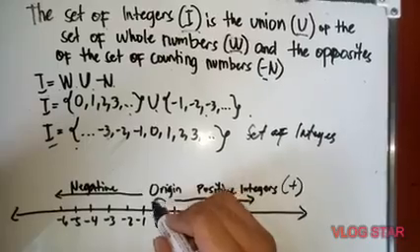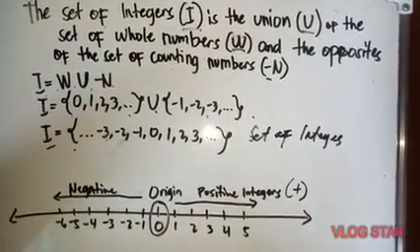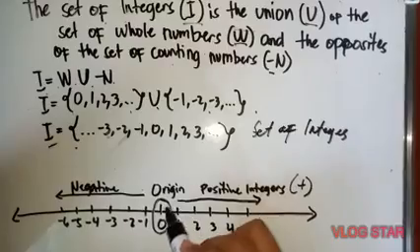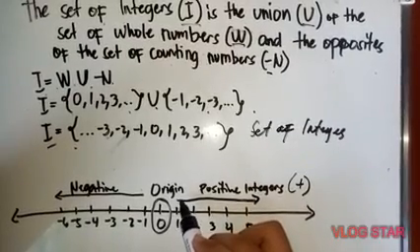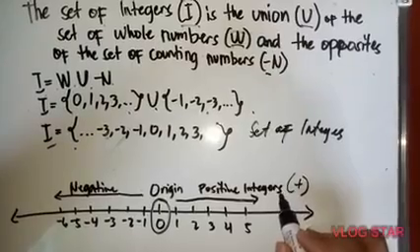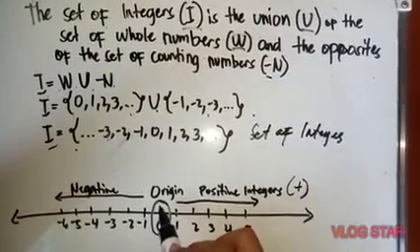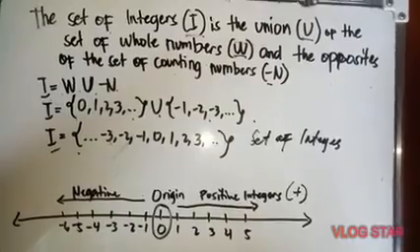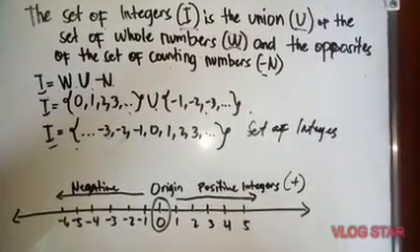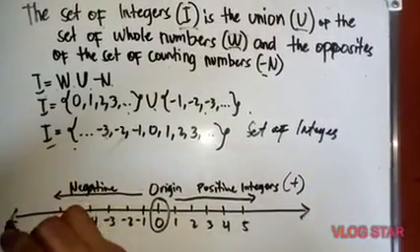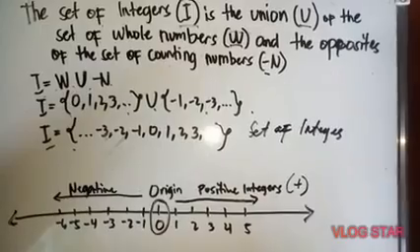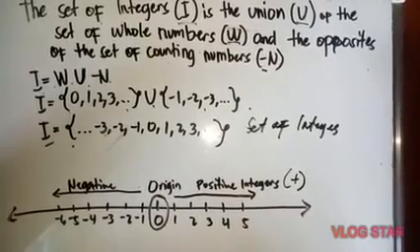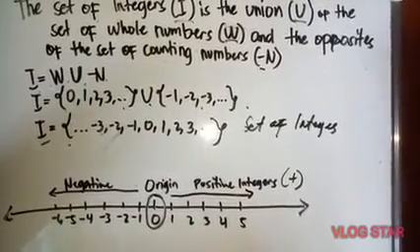So 0 is the origin, and 0 is neither negative nor positive. I will repeat. The numbers greater than 0 are what we call positive integers, and the numbers less than 0 are what we call negative integers. So you can see arrows here. These two arrows denote that there are endless numbers of positive and negative numbers.